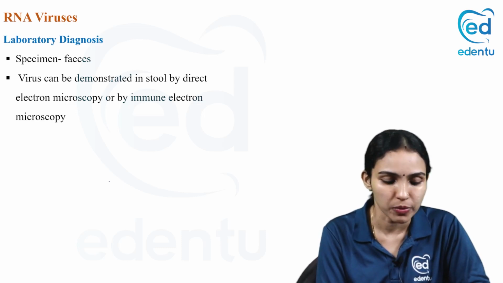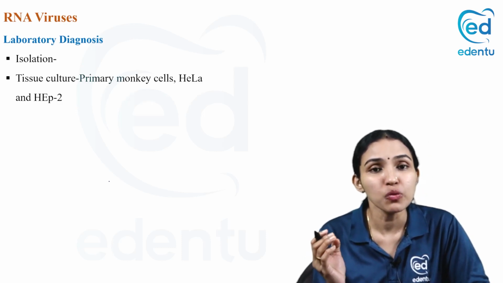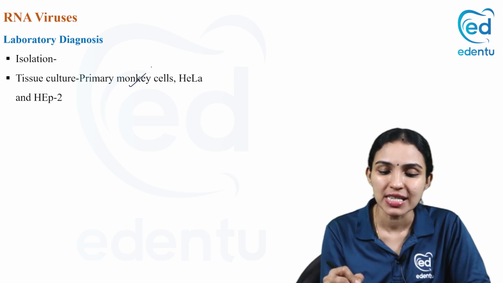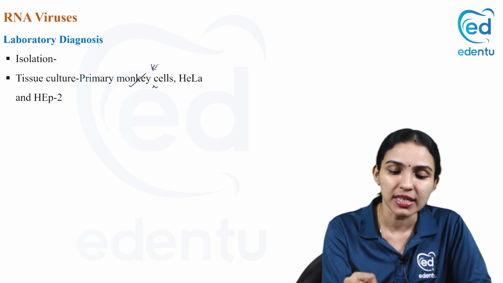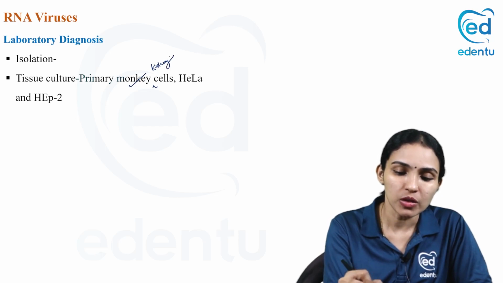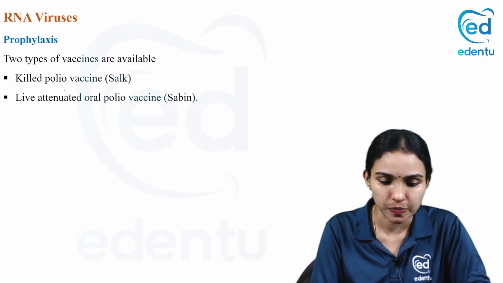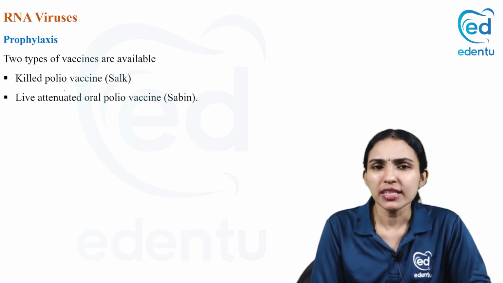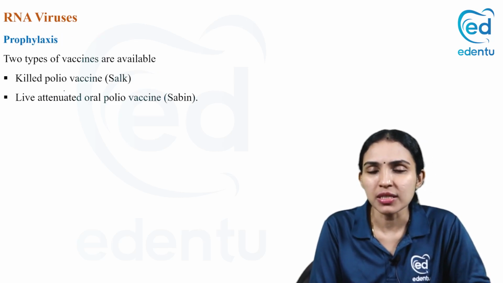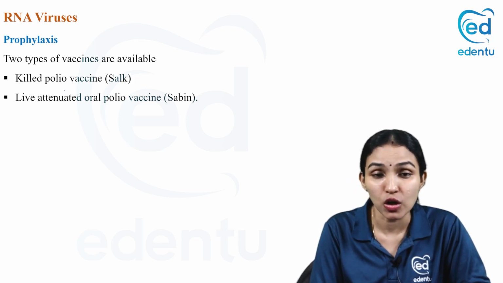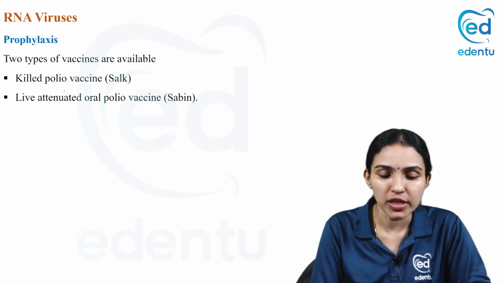you require electron microscopy. Now, if you want to isolate poliovirus in culture, you can use primary monkey kidney cells, okay, or HeLa cells and Hep2 cells can be used for virus culture. Then there are PCR tests available, molecular tests are available, serological tests are available, and all of those can be used for diagnosis.